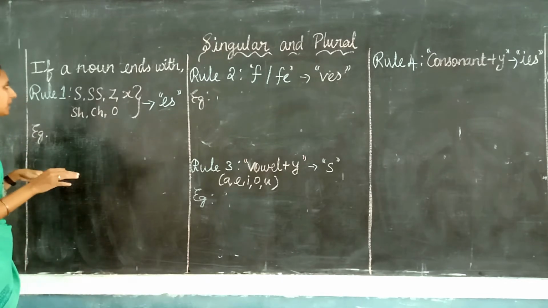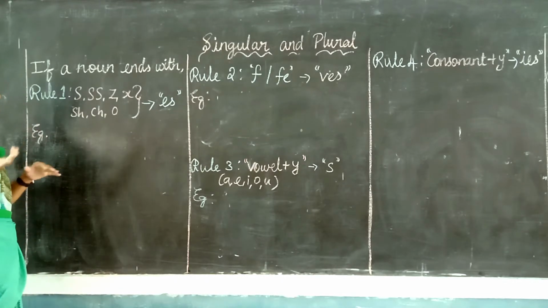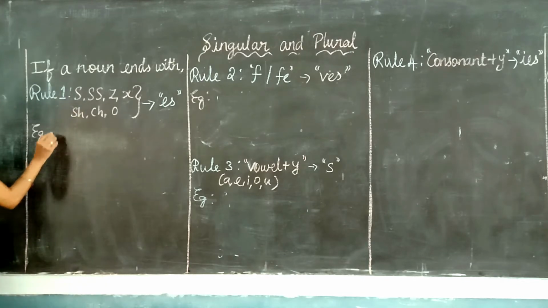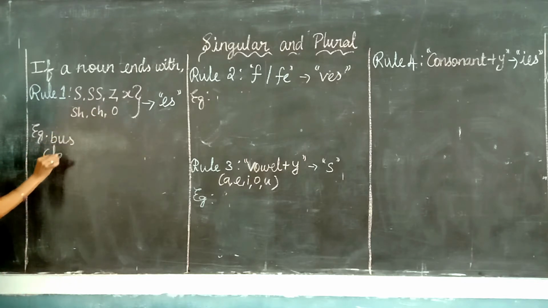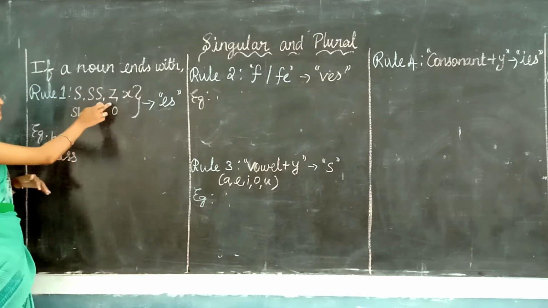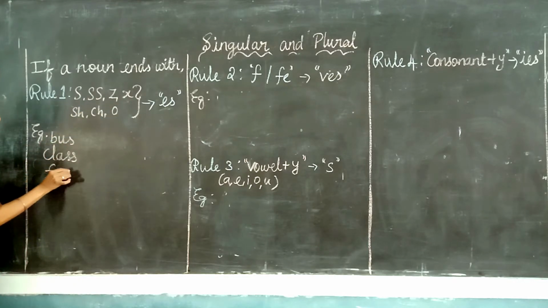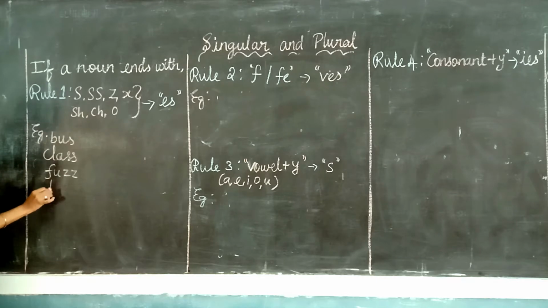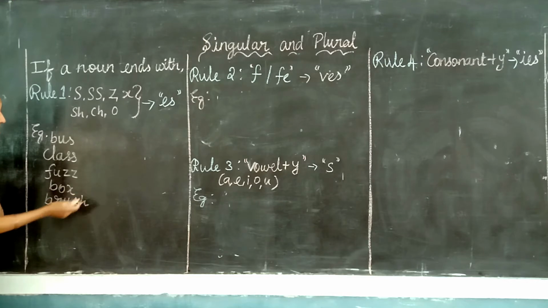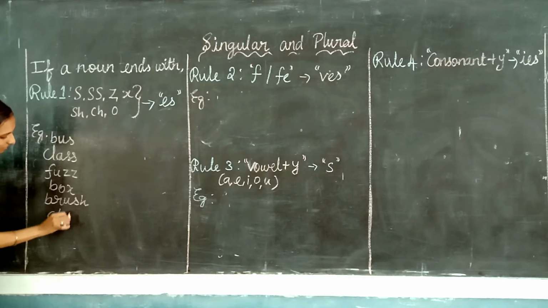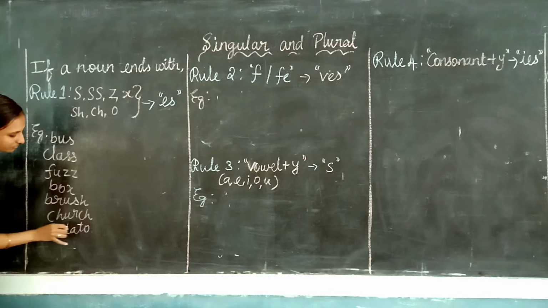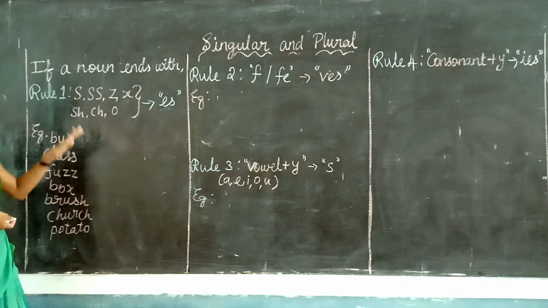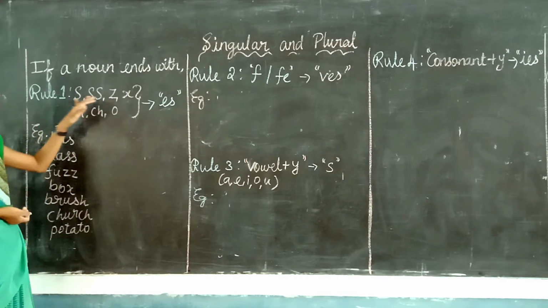Let's see some examples. Can you give me any noun which ends with s? Yes, bus. Any noun which ends with double s? Okay, class. Any noun which ends with z? Fuzz. Ends with x will be box. Sh, I can write brush. For ch I can write church. For o I can write potato. These are a few examples, a few nouns which end with these letters.